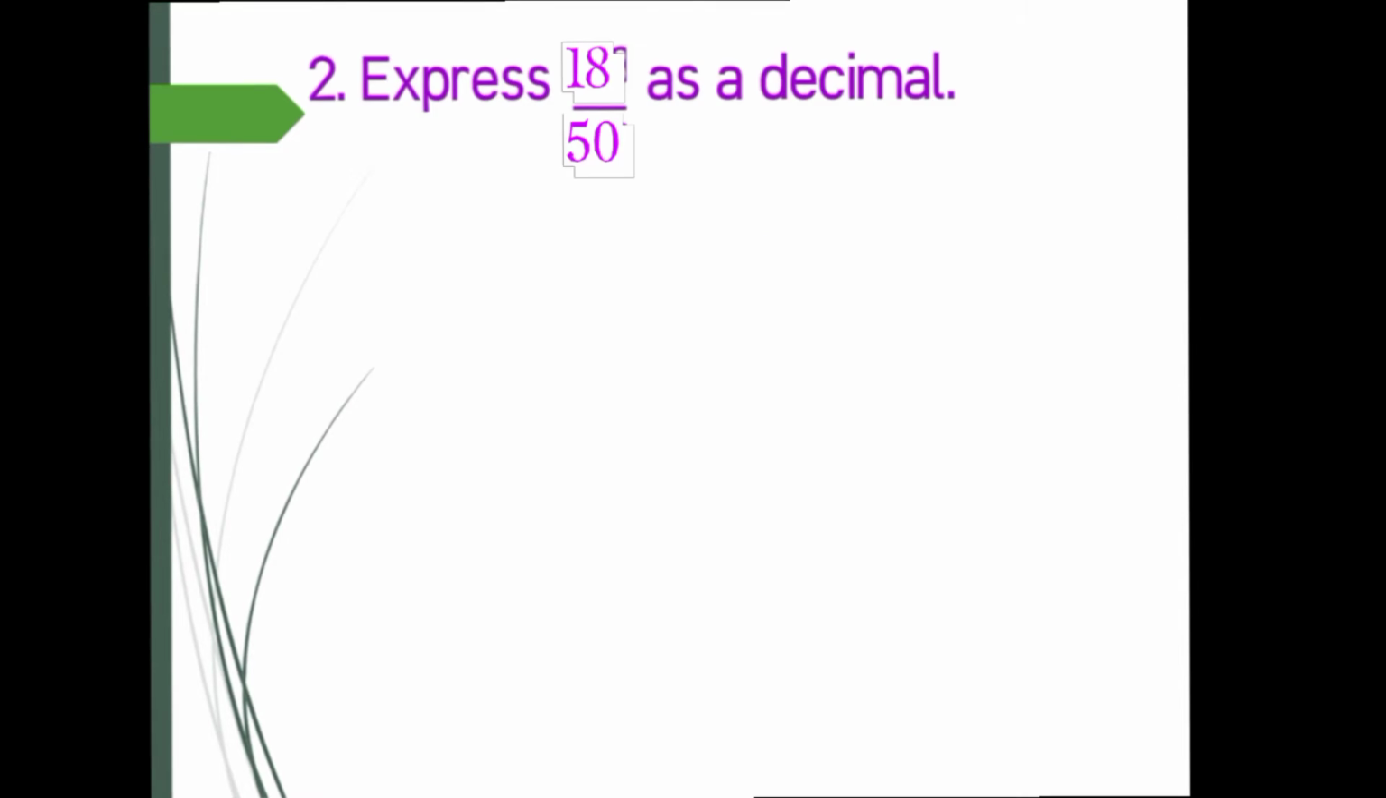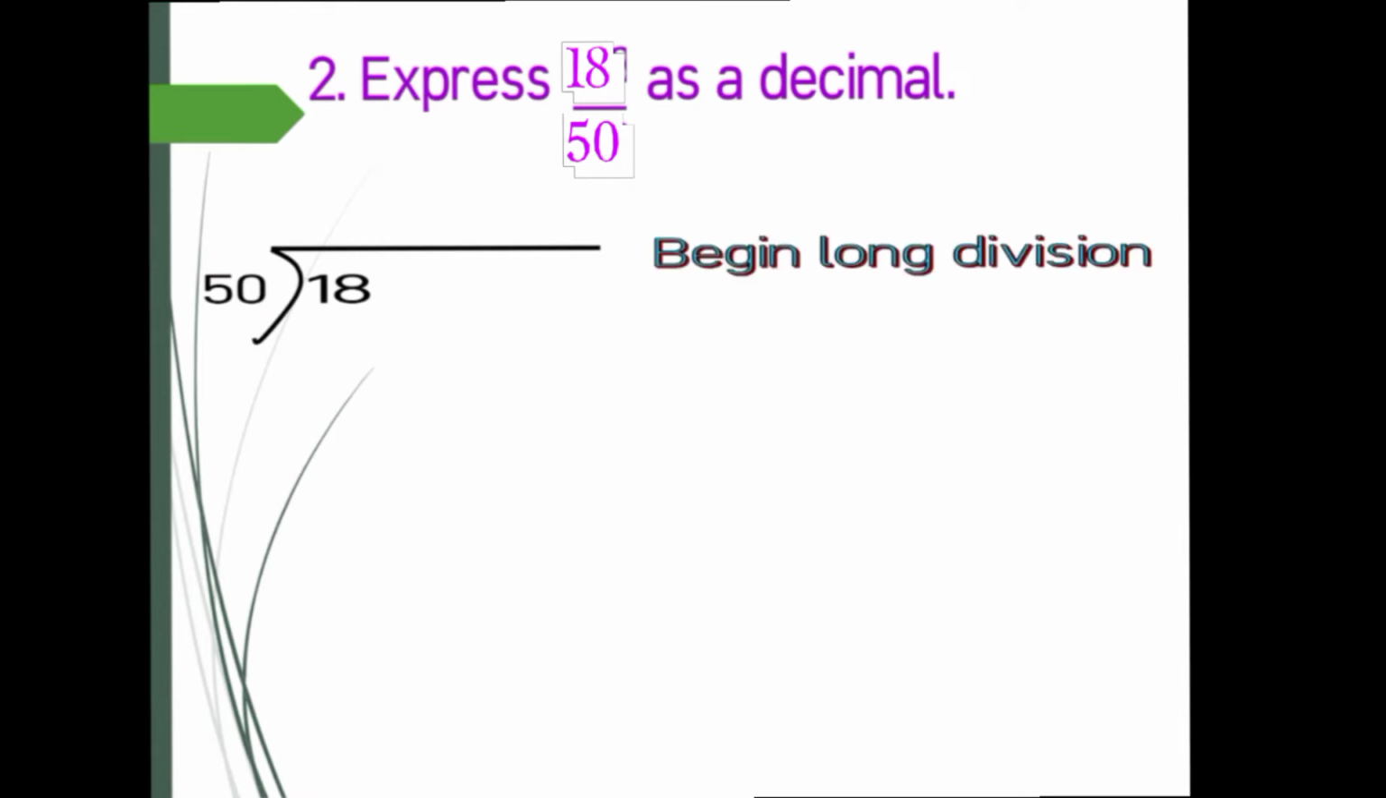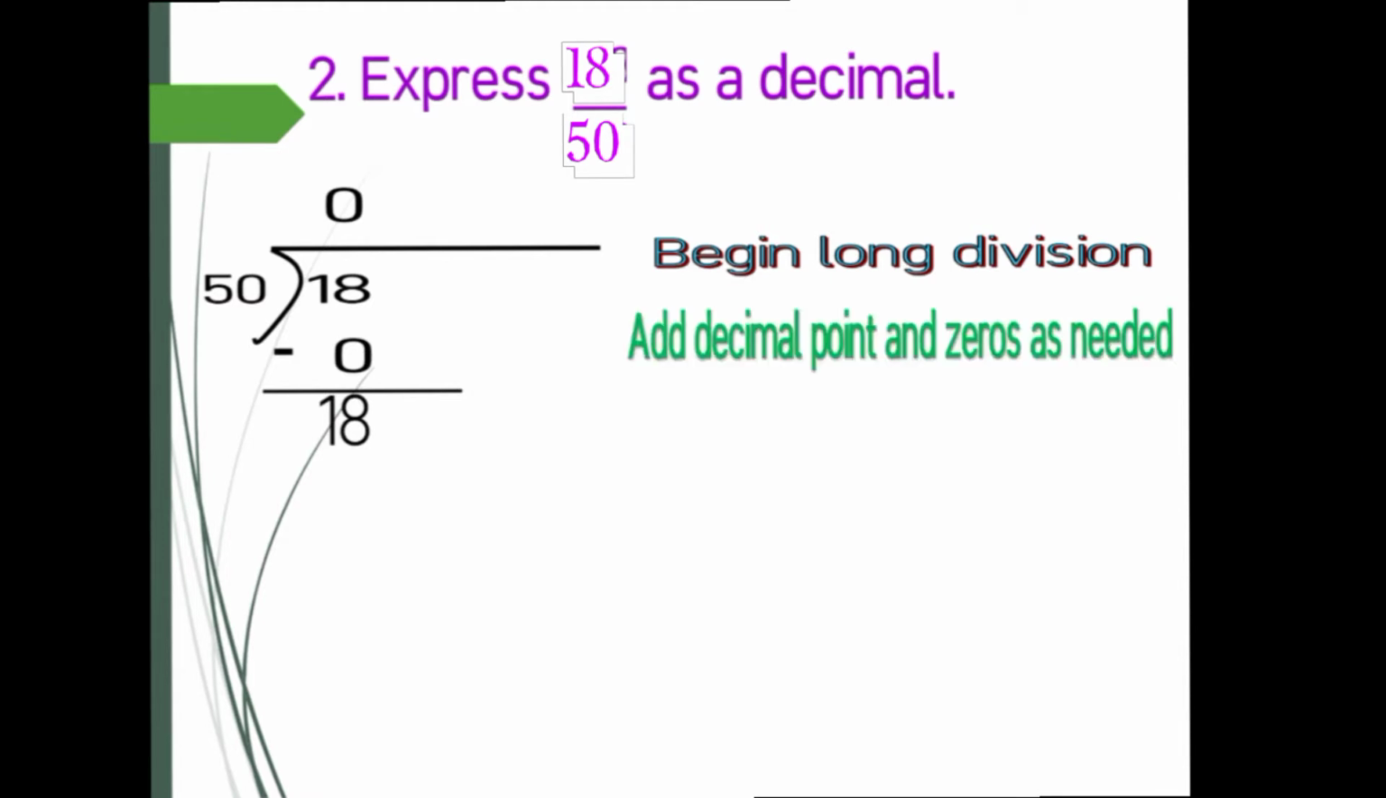Number 2, express 18/50 as a decimal. So, ganun po ulit. Si 18 will be on the inside, and then si 50 na divisor nasa labas. So, let's begin long division. 18 divided by 50 is 0. And then 0 times 50 is 0. 18 minus 0 is obviously 18. And then let's add decimal point and 0 as needed.